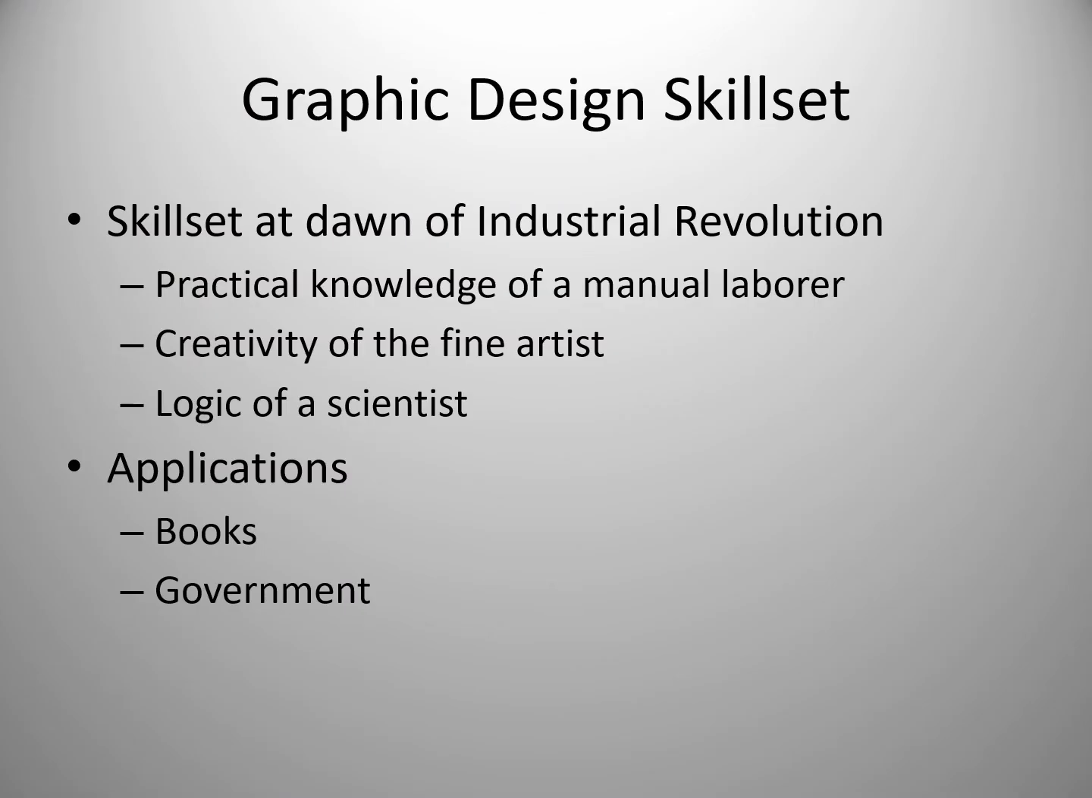So as we conclude the 18th and move into the 19th century, let's review what our skill set is. Graphic designers have practical knowledge, right? They need to be able to reproduce their objects. They need to be able to engineer and use this press. However, they have to be creative also. There's a sculptural quality to what they're doing. And then finally, that grid form that we saw before demonstrates how they must also have the logic of a scientist. What they're producing is largely applying to books and government objects, government documents.